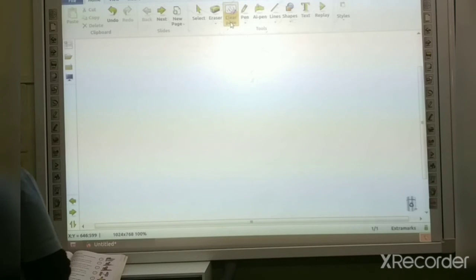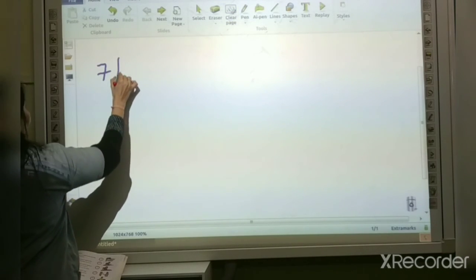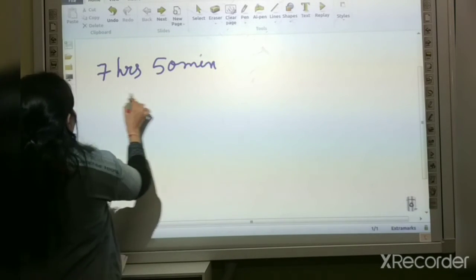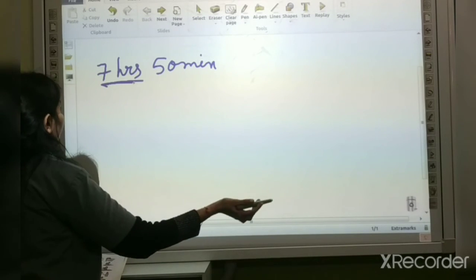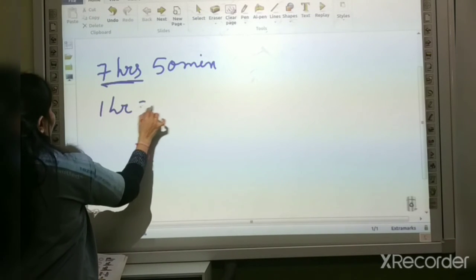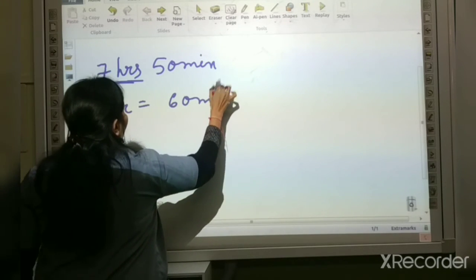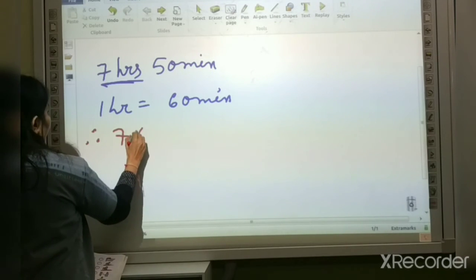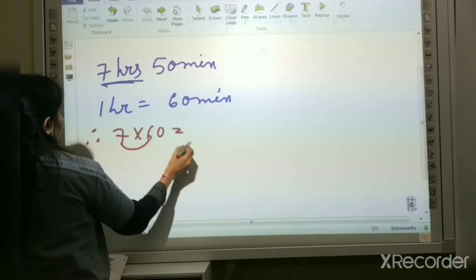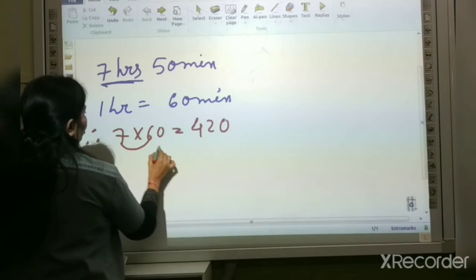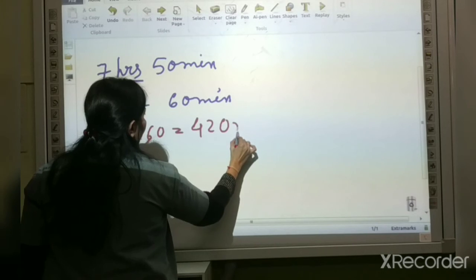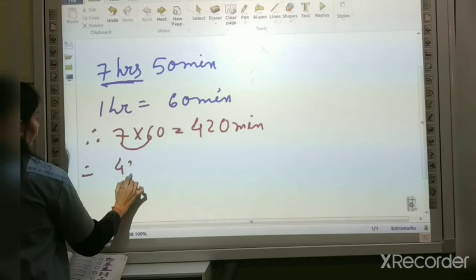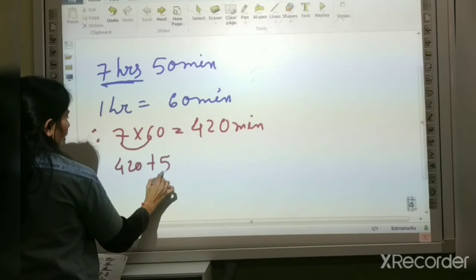Now suppose here we give 7 hours and 50 minutes, and we convert into minutes. So first we convert hours into minutes. So you know very well 1 hour is equal to 60 minutes. So 7 multiplied with 60. 7 sixes are 42 and put 0 at the right side. 420 minutes. Now 420 minutes plus 50 minutes.